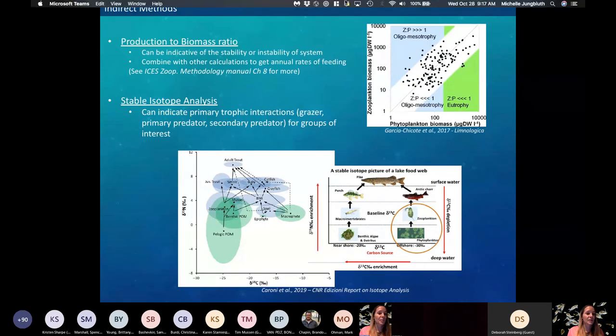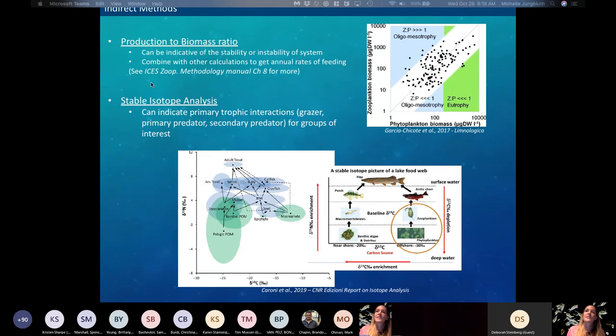A couple of examples of indirect methods include doing things like a production to biomass ratio. These can be sort of indicators of the stability or instability of a system, whether or not it's at equilibrium or if there's net growth or death. And these can be combined with other calculations to get annual rates of feeding.